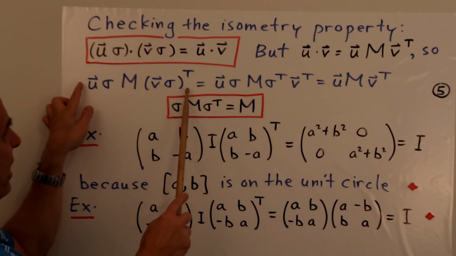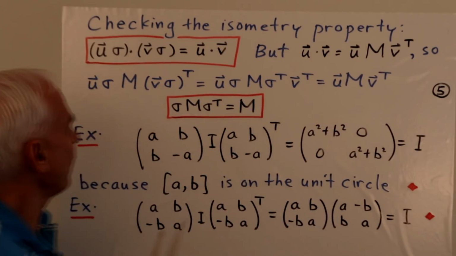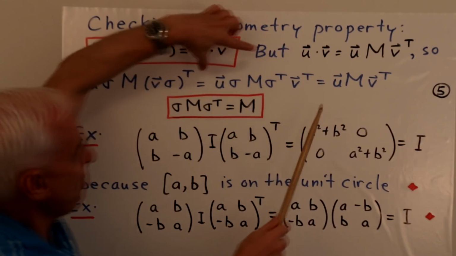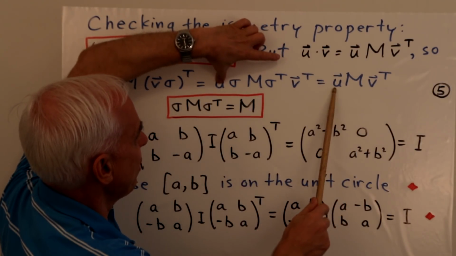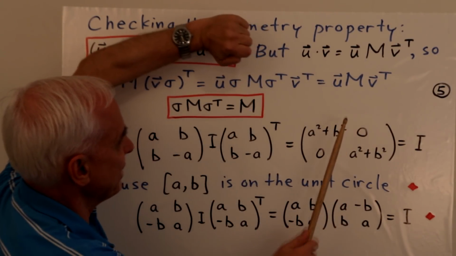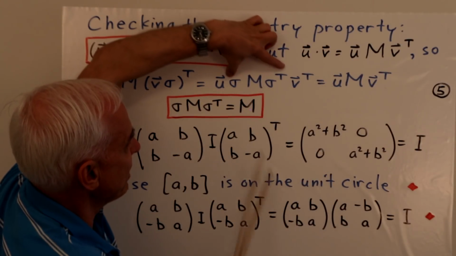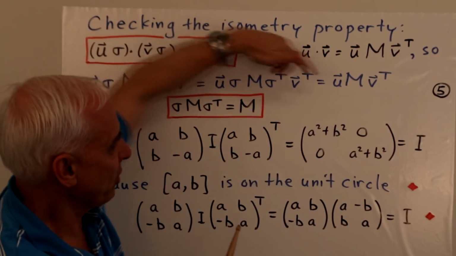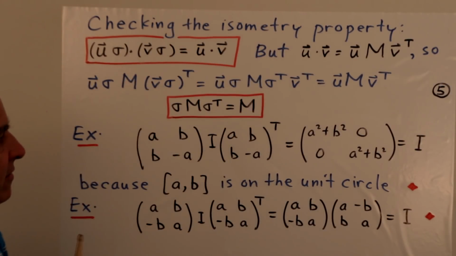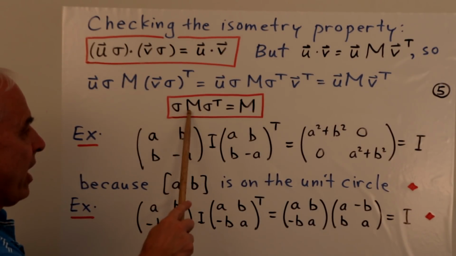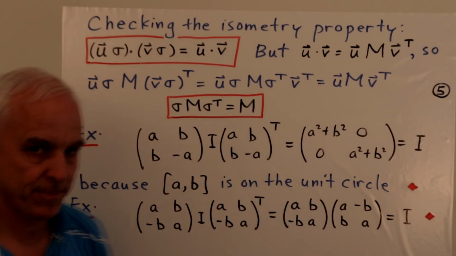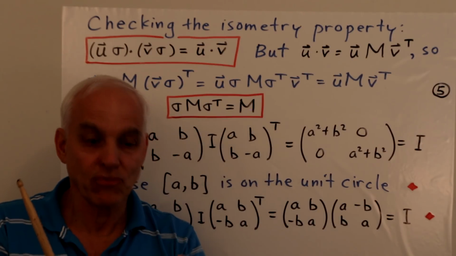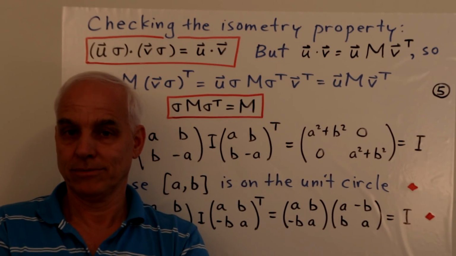Okay, so when is this going to be equal to this? Well, these are almost the same. The u on the outside, the v transpose on the outside are the same. Here we have an M inside, and here we have a sigma M sigma transpose inside. So these two are going to be the same for all u and v, precisely when sigma M sigma transpose equals M. So that's the condition for a 2 by 2 matrix to represent an isometry.